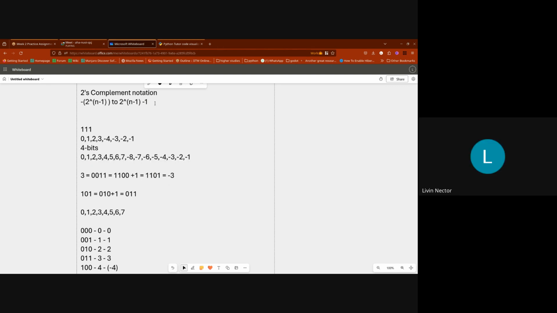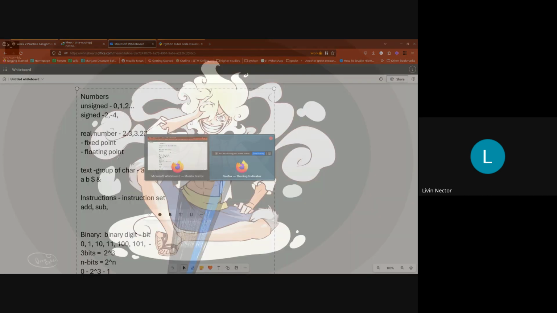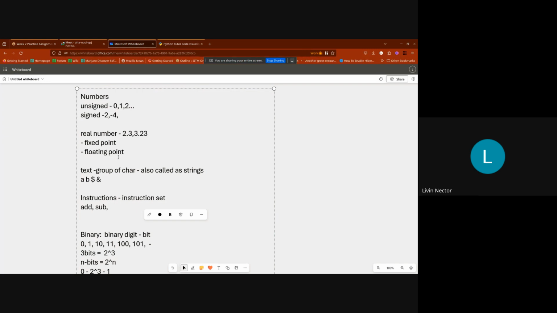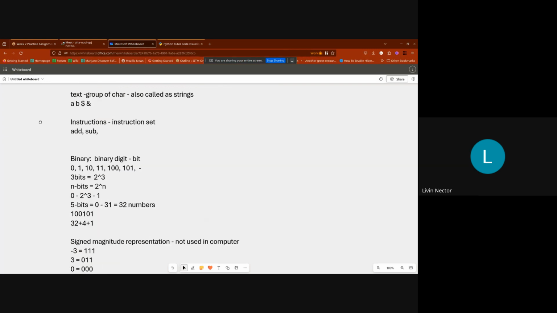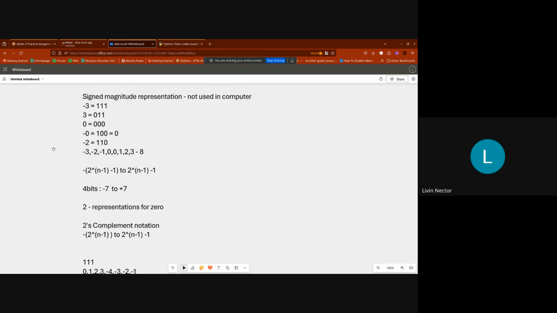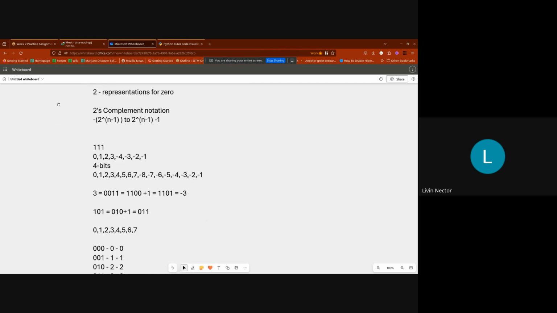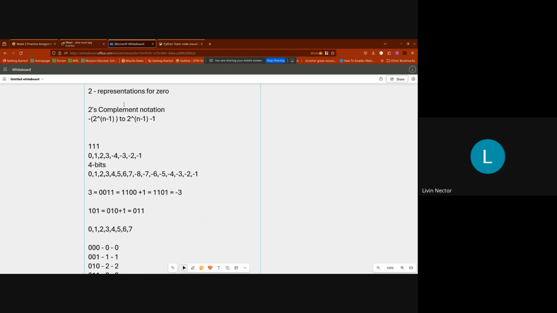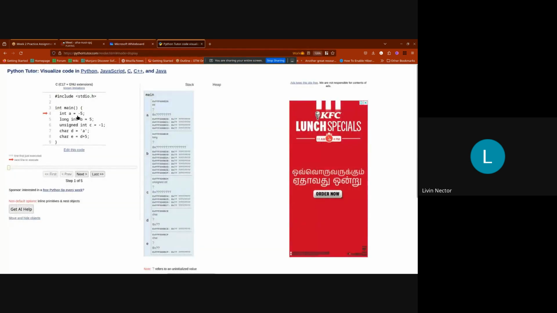This is how these numbers are represented. So this is 2's complement notation. Usually computers use this 2's complement notation only. That's why I didn't show the negative on the calculator. This 2's complement is what computers usually use, right? The C language also uses 2's complement only.